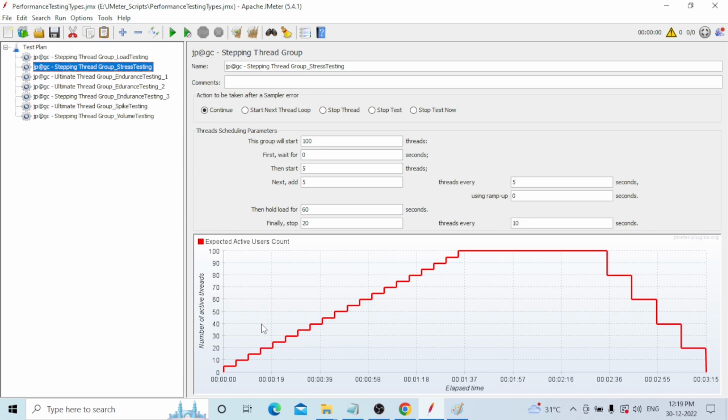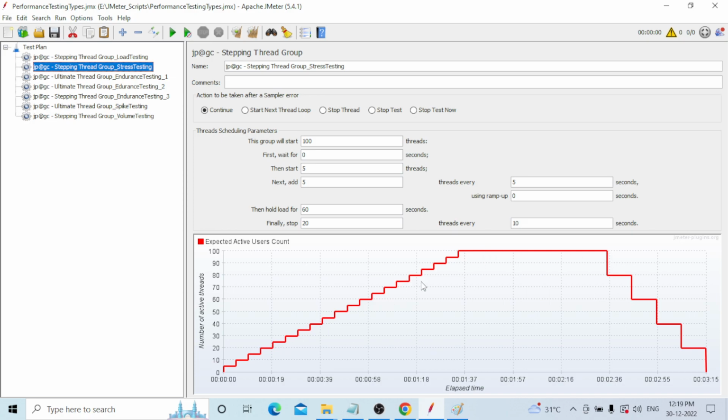Whenever you keep on increasing the user load, stress is created on the server. There is no time given for the response also. You hit that much heavy user load and find out what the behavior of the server is. That way you achieve this goal.